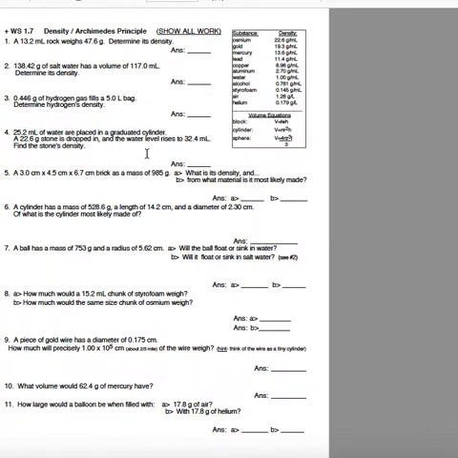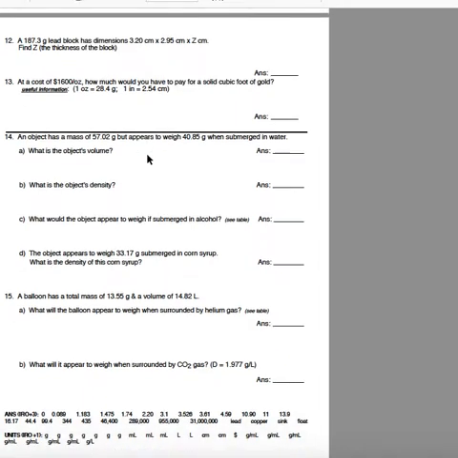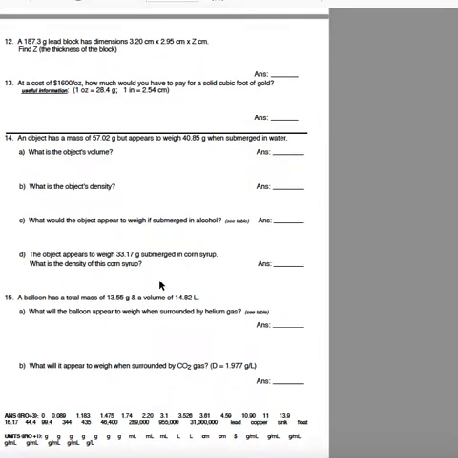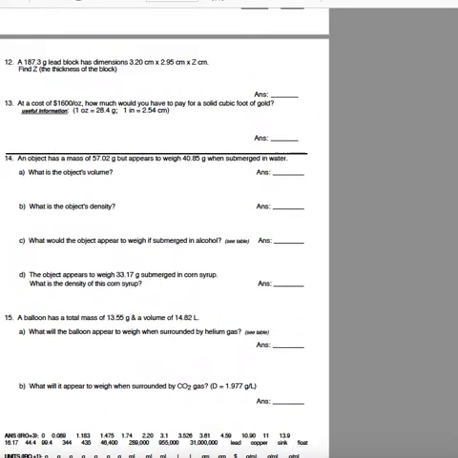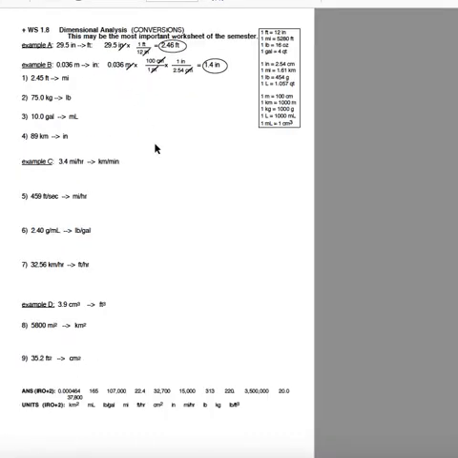And so that brings us to the second page of 1.7, and we see here some of the Archimedes principle questions. And so I think those are very straightforward and certainly very doable. So here is worksheet 1.8. And here we're doing dimensional analysis to do conversions.